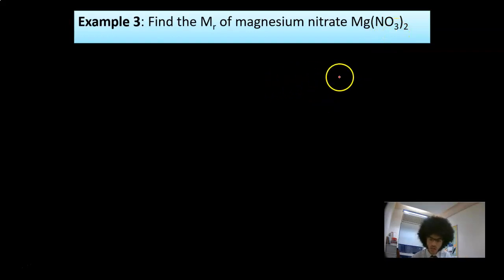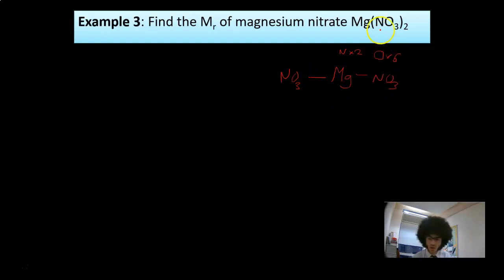So if I was to draw it out rather, here's my magnesium atom, and it's got 1 NO3 over here, and it's got 1 NO3 over here. Okay, now if you count it up, you've got 2 nitrogens, so nitrogen is times 2. I've got 3 oxygens over here, 3 oxygens over here, so my oxygens is times 6.